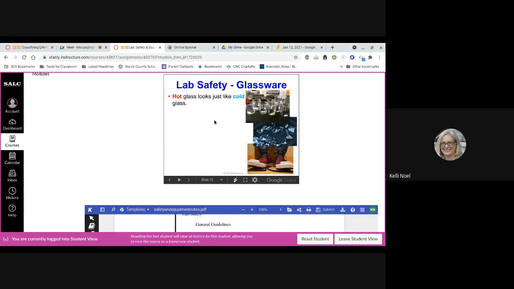All right, glassware. So hot glass looks pretty much like cold glass, so you always want to be careful when you're handling equipment, especially if we've been heating something. Broken glass, we don't throw in the trash can because then the custodians could get harmed. We are supposed to have a special glass disposal to do that. So if something is broken or cracked, you need to let me know. Closed-toed shoes and long pants are the safest in case you do spill something.